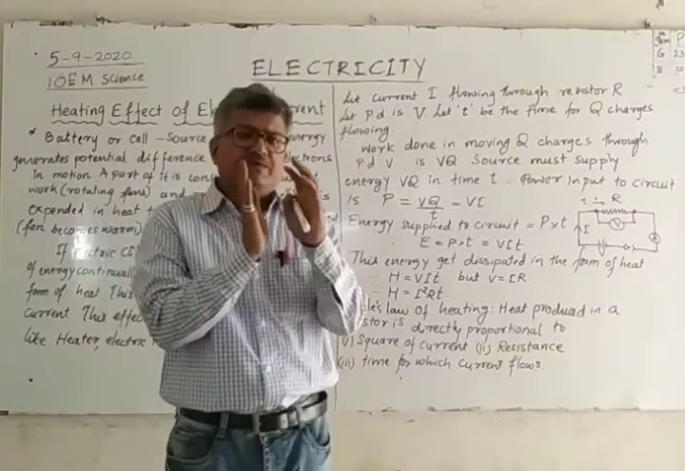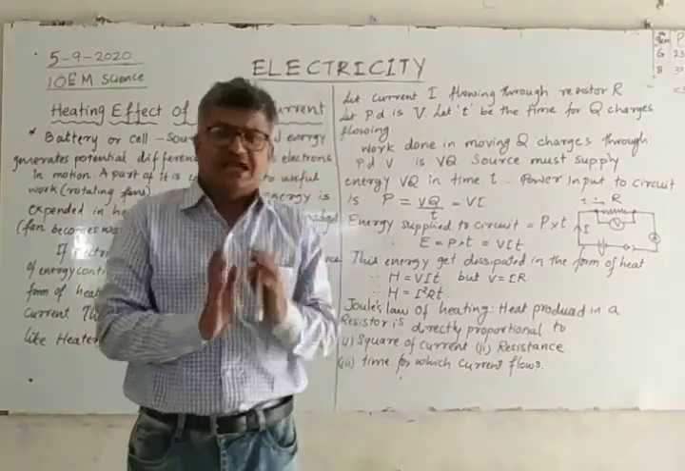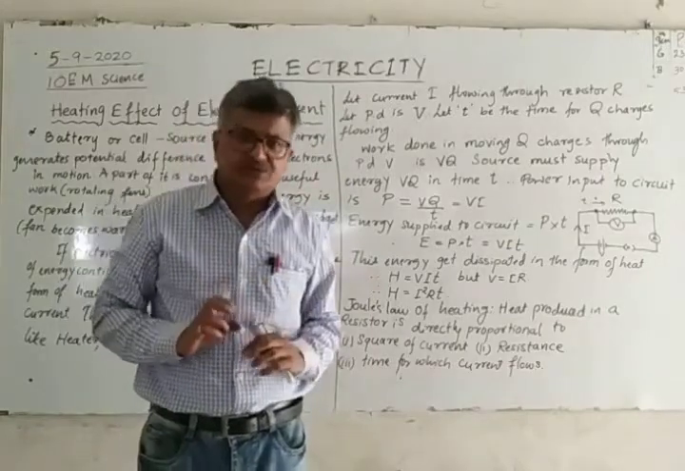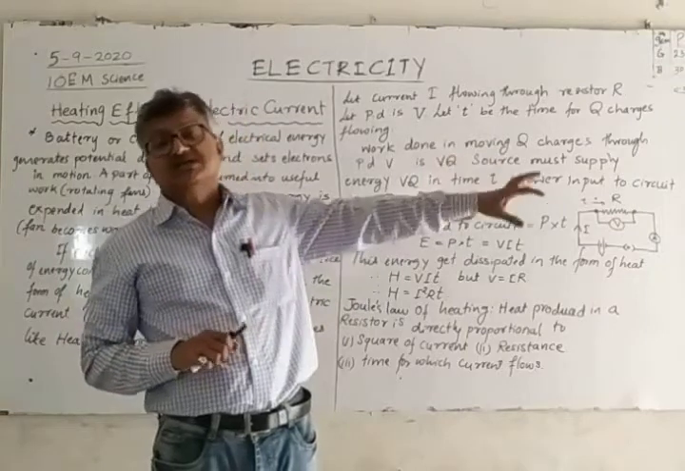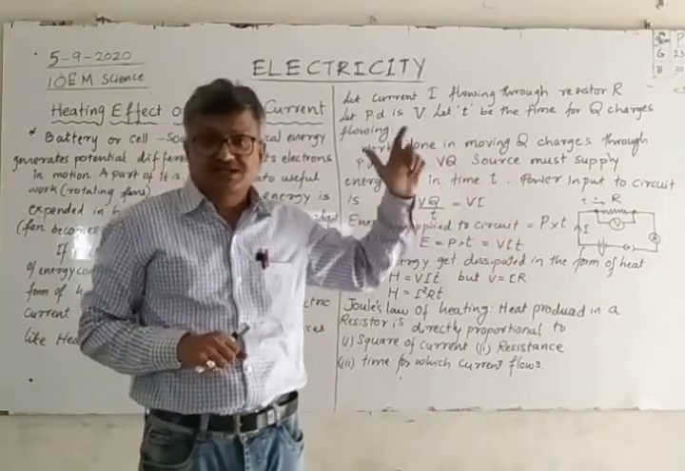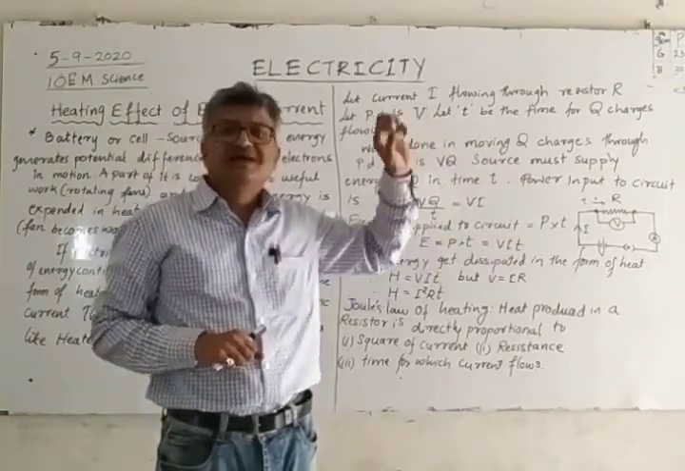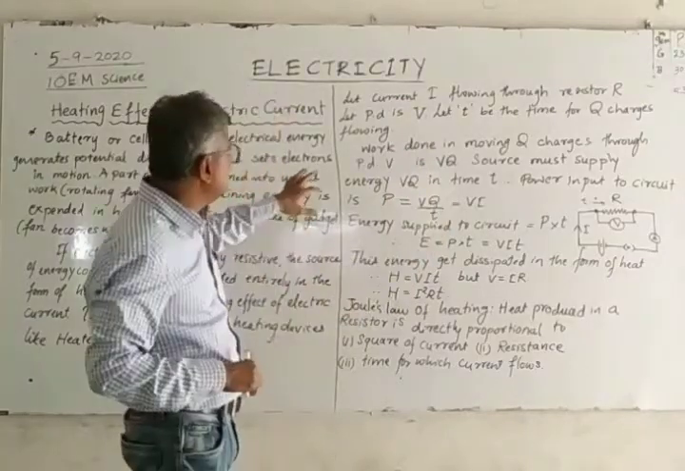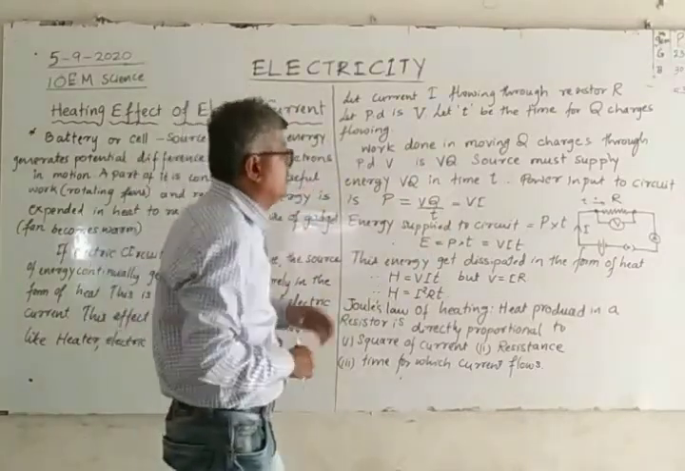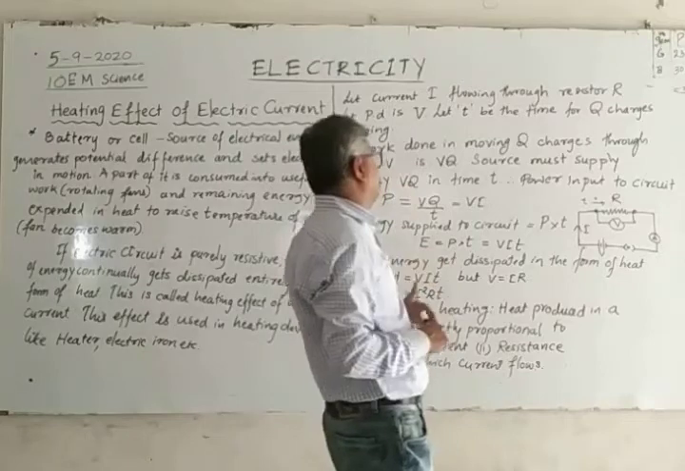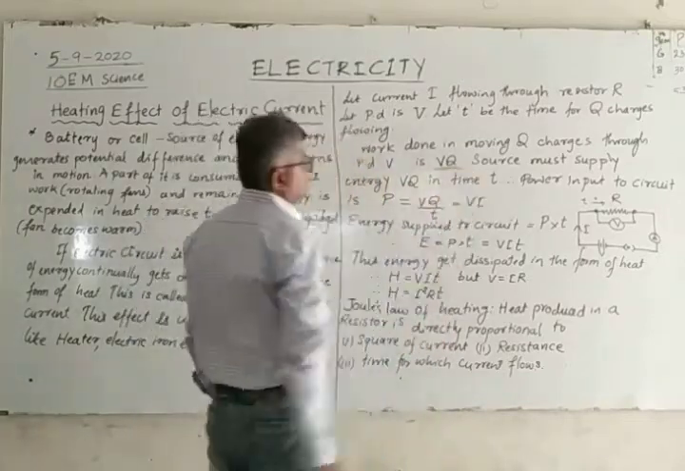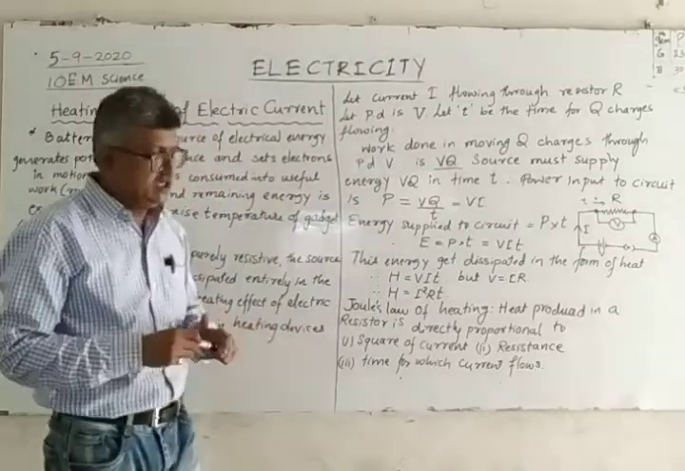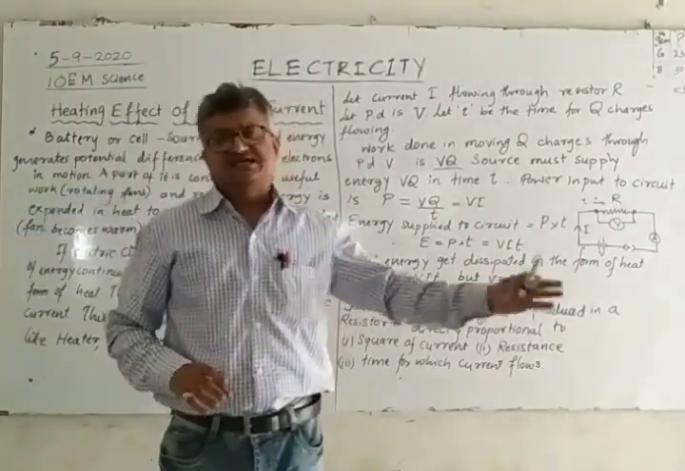So we measure the charges in terms of coulombs, and the symbol is Q. Let Q coulomb charges be flowing in the resistance R for T seconds. Now the work done in moving Q charges through potential difference V is given by V into Q. So that is the work done in moving the electric charges.